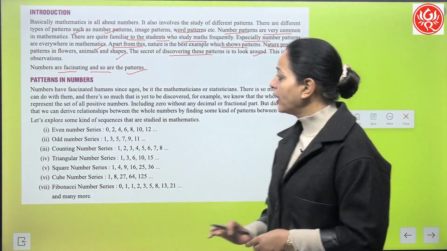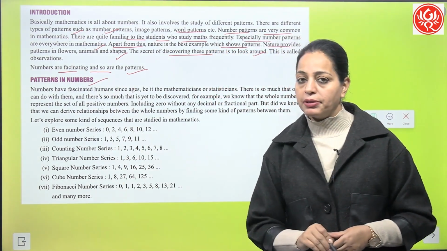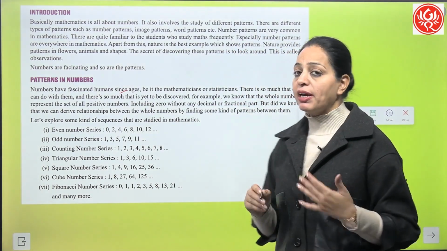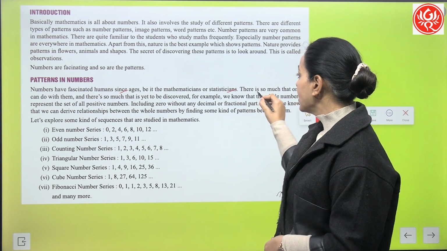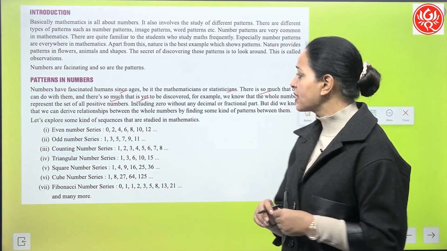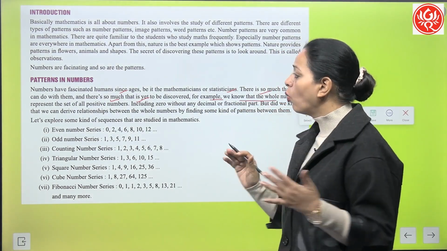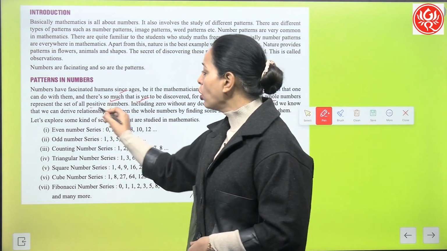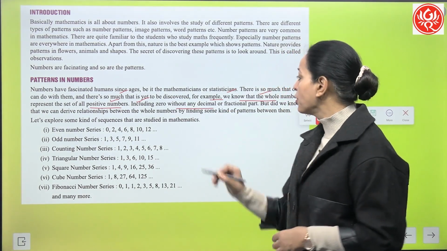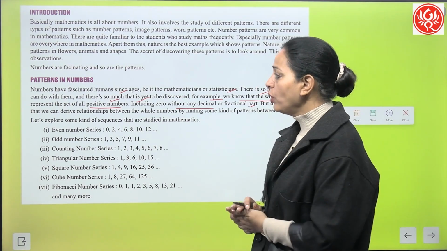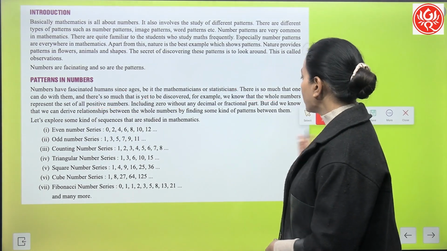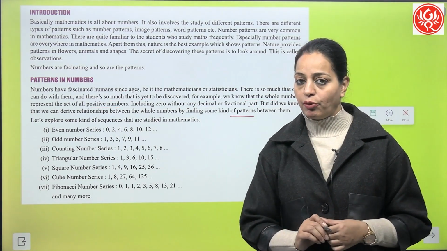So, the first one is patterns in numbers. Numbers have fascinated humans since ages, be it the mathematicians or statisticians. There is so much that one can do with them and there is so much that is yet to be discovered. For example, we know that the whole numbers represent the set of all positive numbers, including 0, without any decimal or fractional part. But did we know that we can derive relationships between the whole numbers by finding some kind of patterns between them, right?